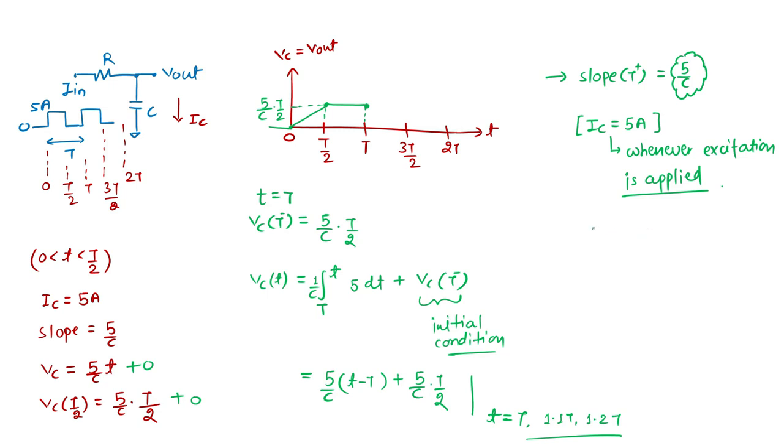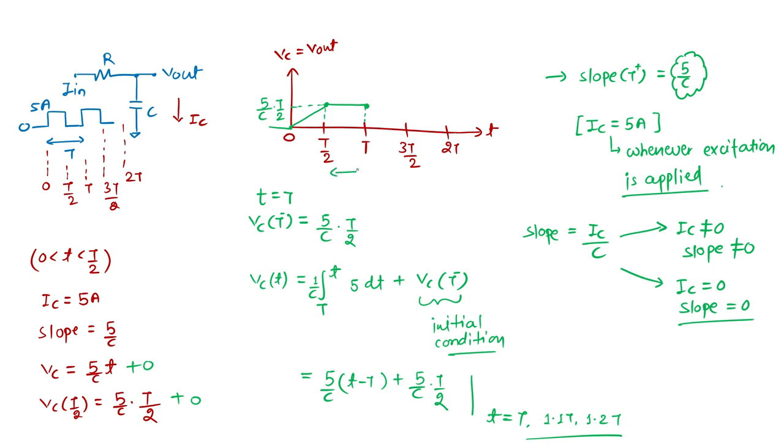So the current is the same, meaning at any instant whenever my excitation is applied, the slope is simply I by C. It is always like that. When the excitation is non-zero, the slope is non-zero. If IC is non-zero, the slope is 5 by C, and if IC is 0, then the slope is 0. So from t by 2 to t, and after that from 3t by 2 to 2t, the current is 0 because no excitation is applied. It is simply an open circuit, so the capacitor will hold its value.